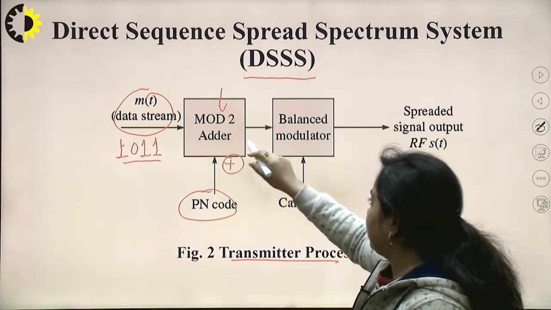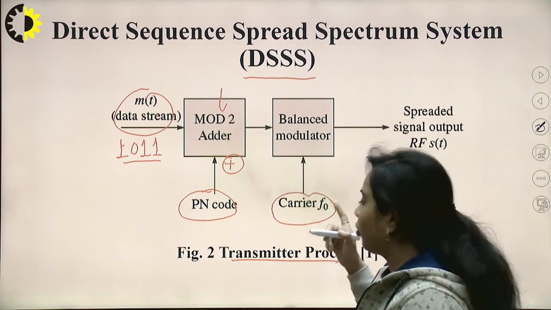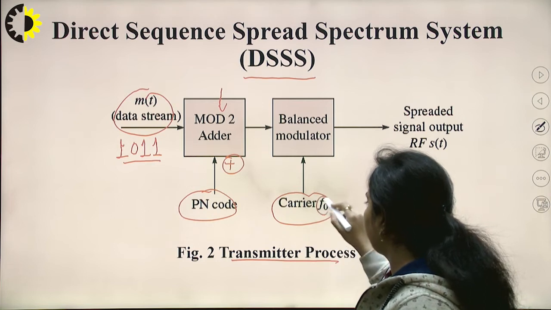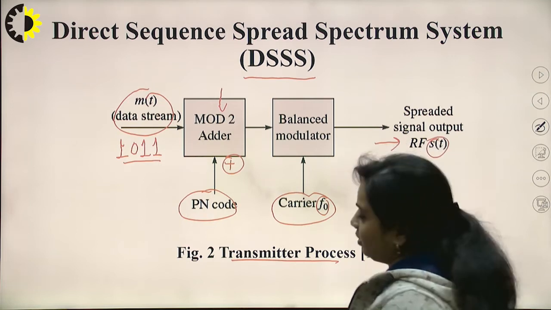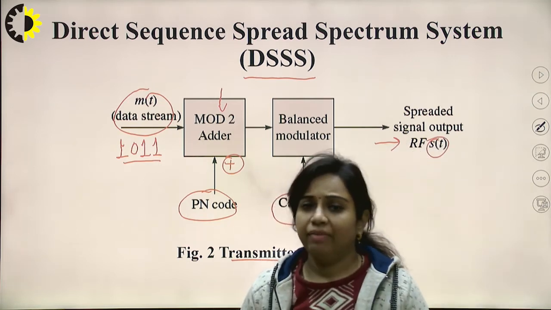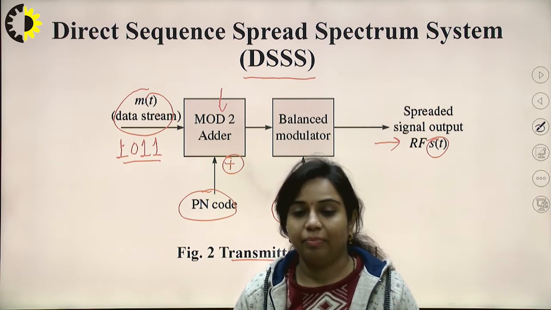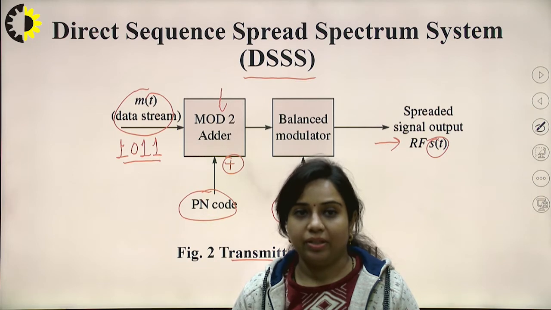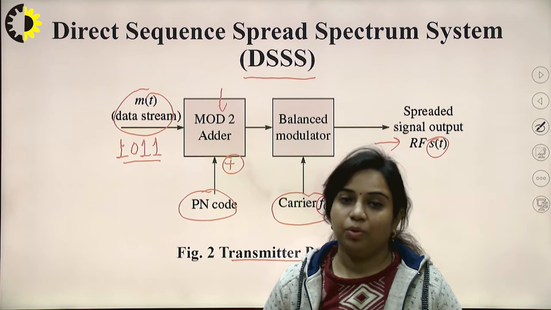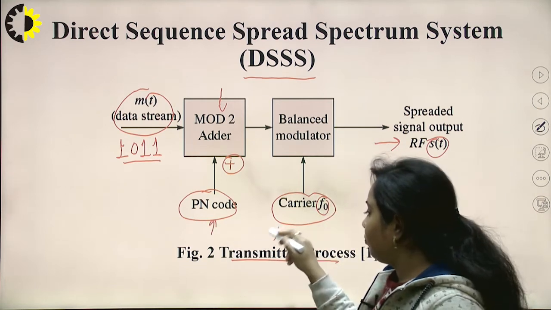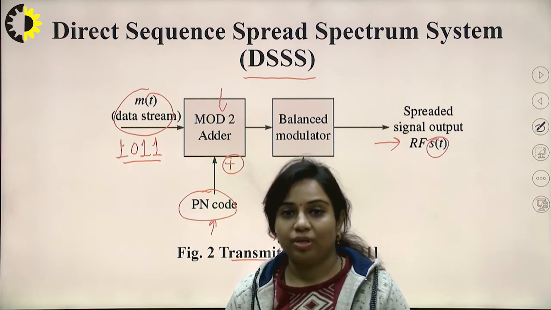Next, it is applied to this balance modulator, where it is modulated with the carrier signal having frequency F0, and then we have this SS output that is denoted by ST. I have told you in the earlier slide also that there are 2 points you have to keep in mind. The first point is that the PN sequence length is larger than the main stream length. The second point is that whatever PN sequence and carrier signal you have used at the transmitter side, the same carrier signal and PN sequence have to be used at the receiver side.